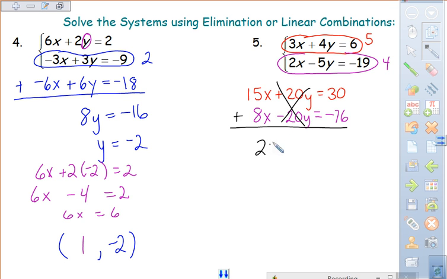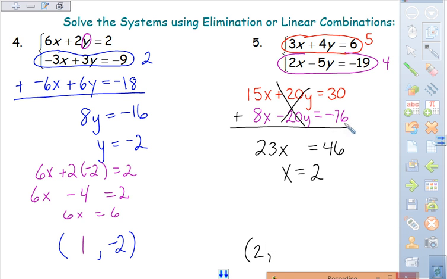So we get 23x equals 46. So x is equal to 2. And if I double check, this was a negative 76, so that's a negative 46 for a negative 2. I hope someone caught that.